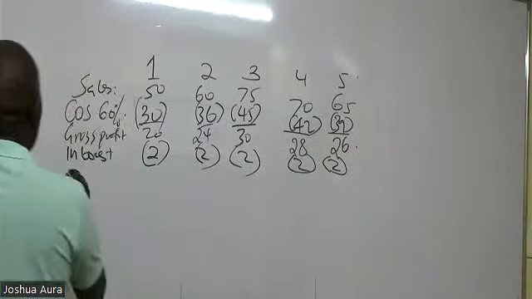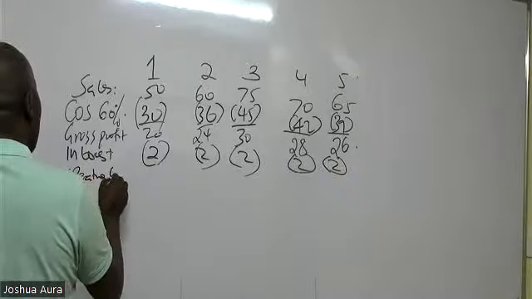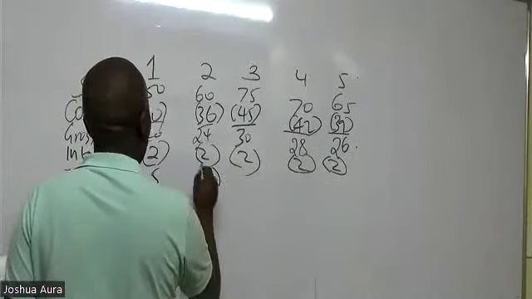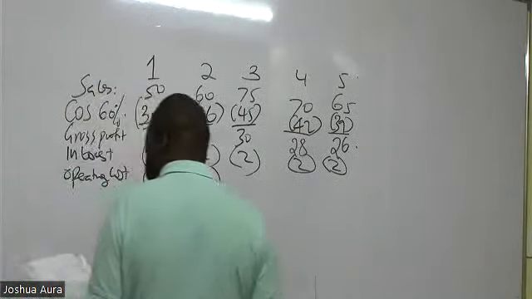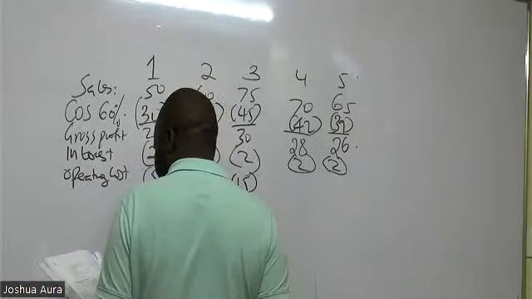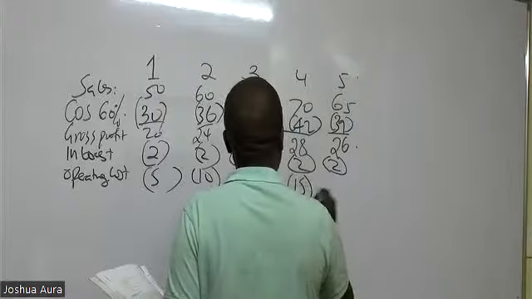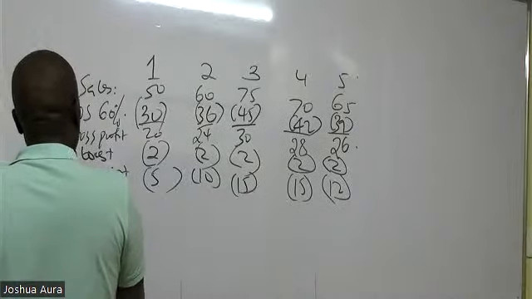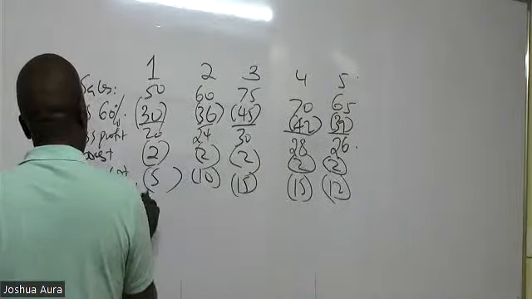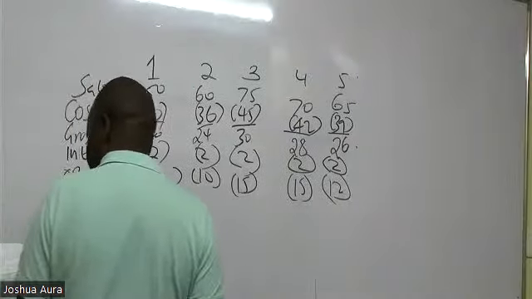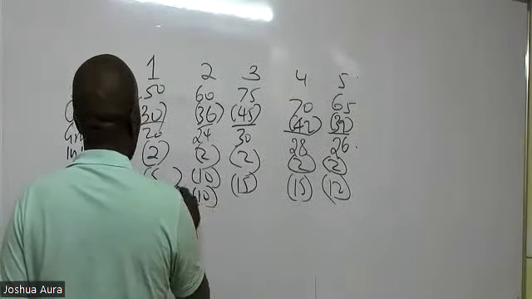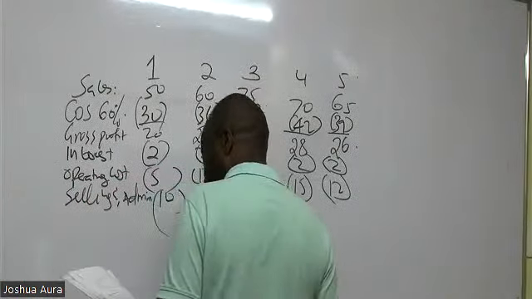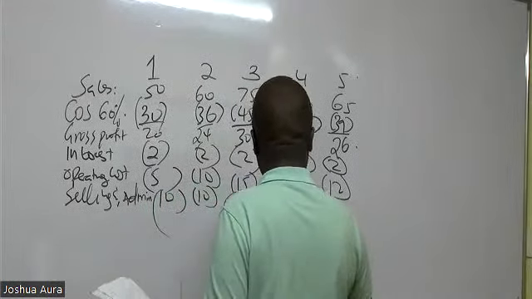And then now we have the other costs, like operating costs. Operating cost, we're given a figure, 5, 10, 15, 12. And then lastly, we have the selling and administration costs. Selling and administration cost, we have 10, 8, 9. And then we have got 11, like that.